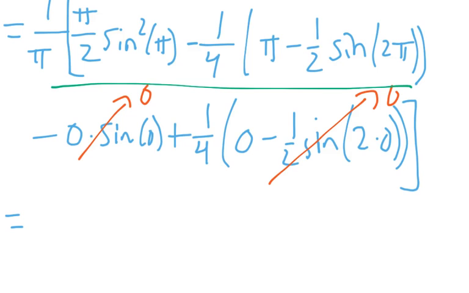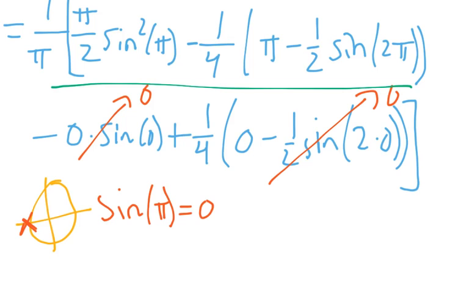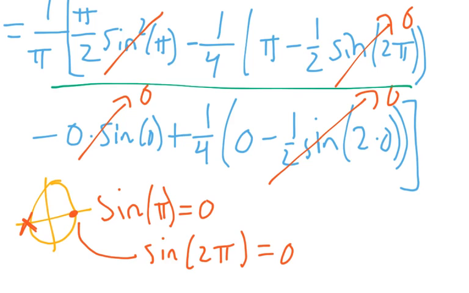The first term becomes, well, what is sine of pi? If we try to think about what sine of pi is, this is our unit circle. Pi is over here. Sine is the y coordinate, so sine pi is equal to 0. Sine of 2 pi is over here. That's also equal to 0. So these terms are both 0. And the only term that remains is this one.